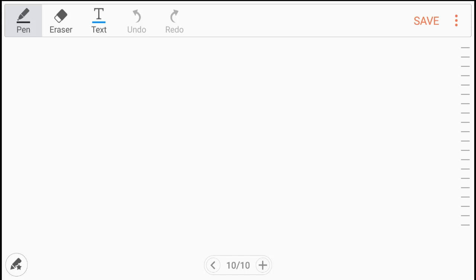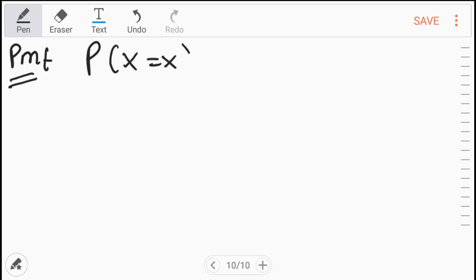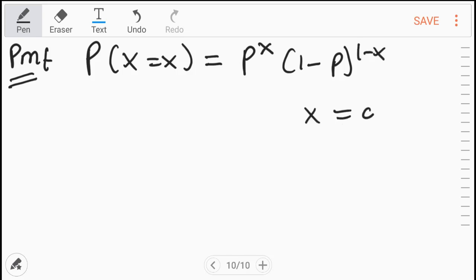Alright, so now let's look at the probability mass function, PMF, of a Bernoulli distribution. Now we are using PMF because the random variable X in the Bernoulli distribution is a discrete random variable. So it means that the PMF, which is P of big X is equal to small x, is equal to p to the power x, 1 minus p to the power 1 minus x, where x runs from 0 to 1.